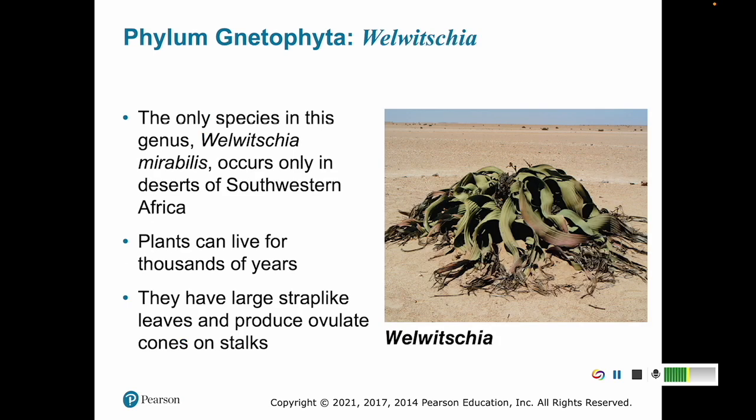So if we look at these 3 different groups, Welwitschia has one species, Welwitschia mirabilis, the only species in this genus. It occurs in deserts in southwestern Africa. So this is not a plant I've ever seen, and if you haven't traveled to Africa, you haven't seen this one either. The plants can live for thousands of years. They produce these large strap-like leaves, and they produce ovulate cones on stalks.